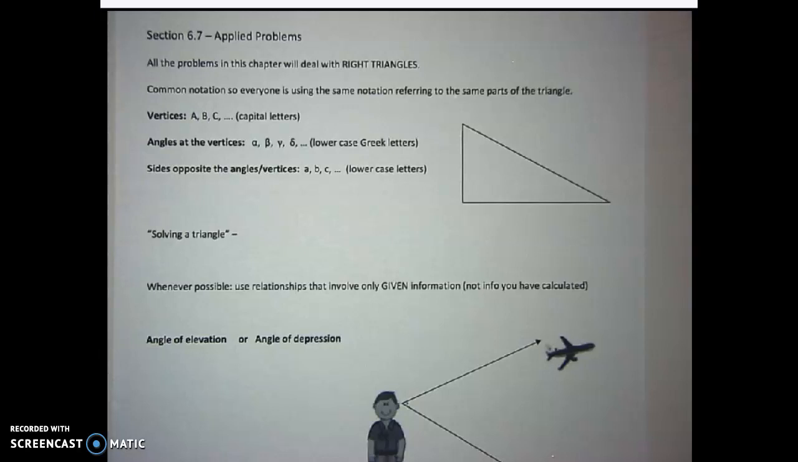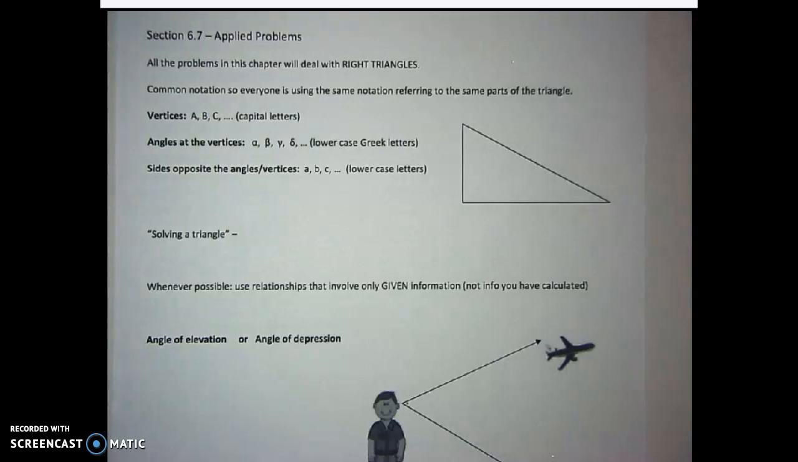So the vertices, or the corners of our triangles, we're always going to use just our capital letters, A, B, C. Typically we're going to use A, B, and C. The angles at those vertices, we're going to use the lowercase Greek letters. So those four that are listed there are alpha, beta, gamma, and delta. And again, we're typically going to be using the first three, alpha, beta, and gamma. And then the sides of our triangles, those sides across from those angles or those vertices, are also going to be our letters, but now we're going to use lowercase letters. So sides are a, b, and c.